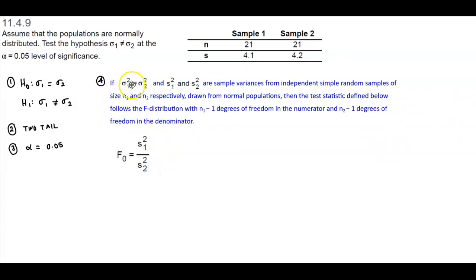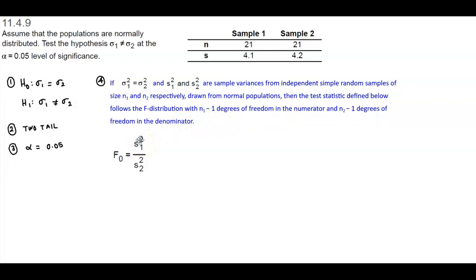If the population variance 1 squared is equal to the population variance 2 squared, and the sample variance of population 1 and the sample variance of population 2 are sample variances from independent simple random samples of size n1 and n2 respectively, drawn from normal populations, then the test statistic defined below follows the F distribution with n subscript 1 minus 1 degrees of freedom in the numerator and n subscript 2 minus 1 degrees of freedom in the denominator.